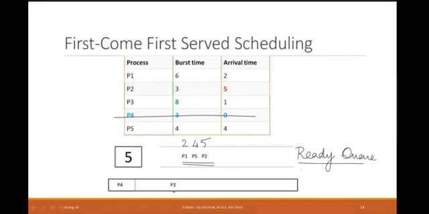Okay, so this will be the last step. When your maximum arrival time is reached, I don't have to bother about my ready queue in the case of a non-preemptive algorithm. So there is no need to worry about your ready queue now.